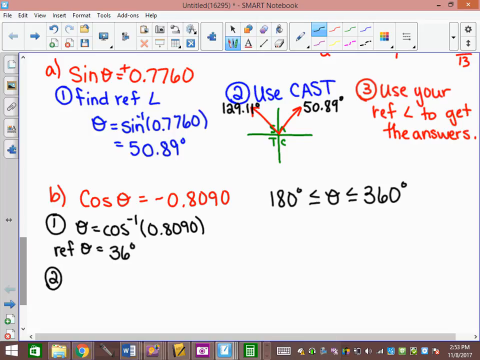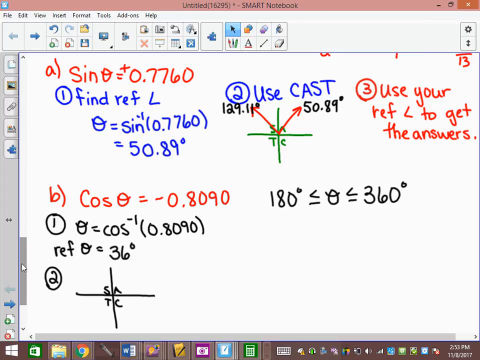Use CAST. So where am I doing this? Not bottom right and top right. It's cos negative. So I use the positive to get my reference angle, but I can't ignore the fact that the actual answers are in the negative quadrants. So it's going to be here and here. So you do 180 minus 36, which is 144, because it's negative.